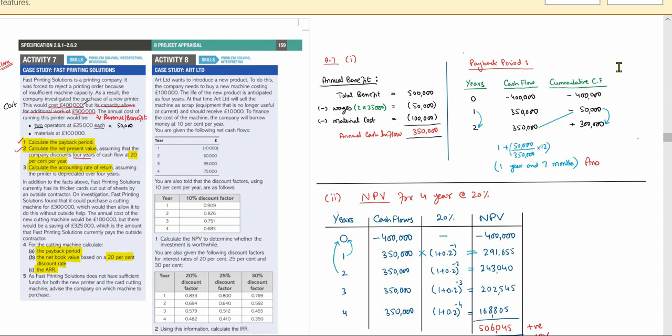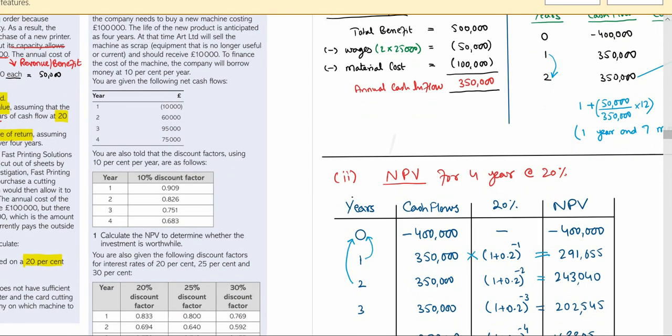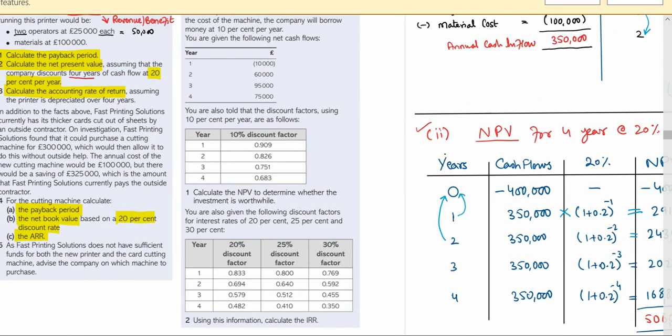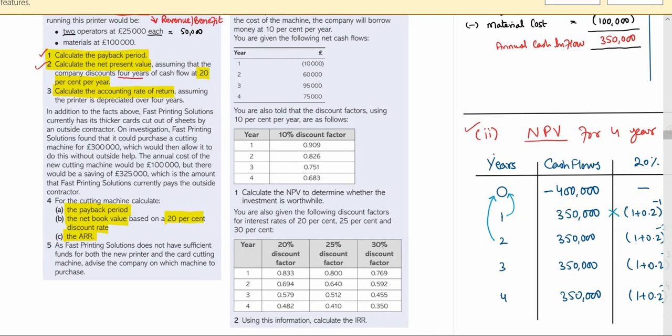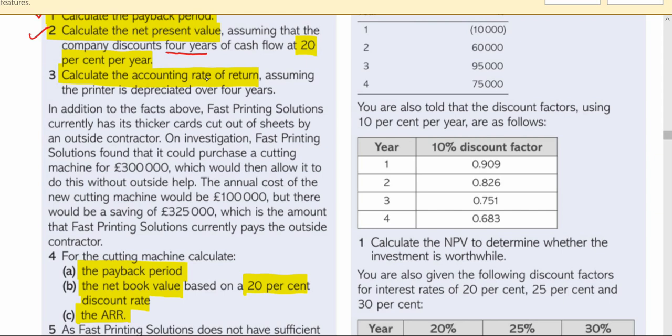Students, so we were discussing chapter number 8, project appraisal, and we were solving activity 7 in the last class. In the last class we solved activity 7 part 1 and part 2. Now solve part 3, that is, calculate the accounting rate of return.